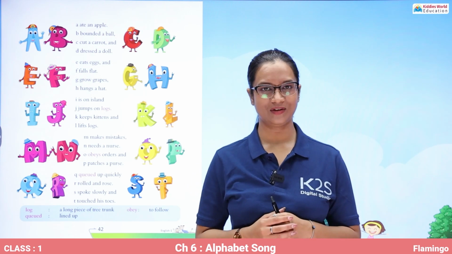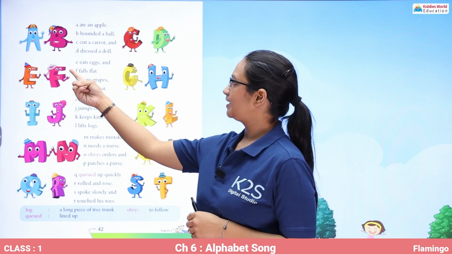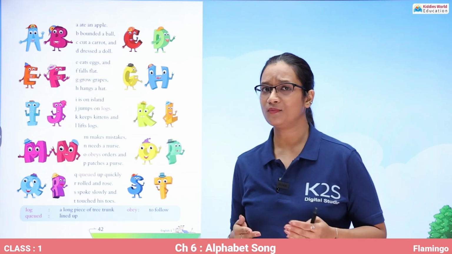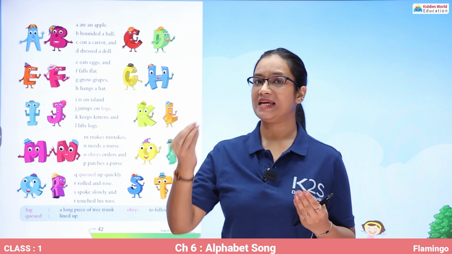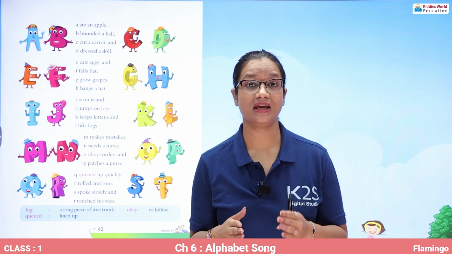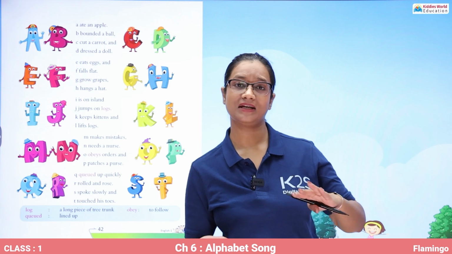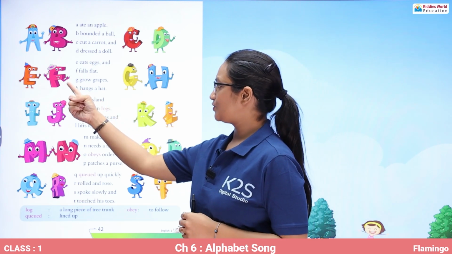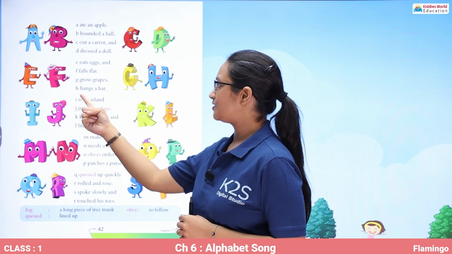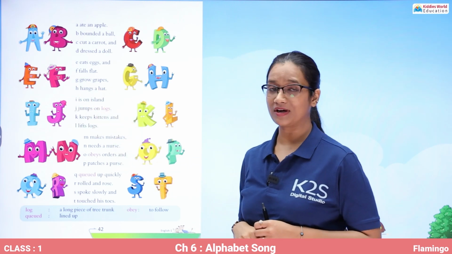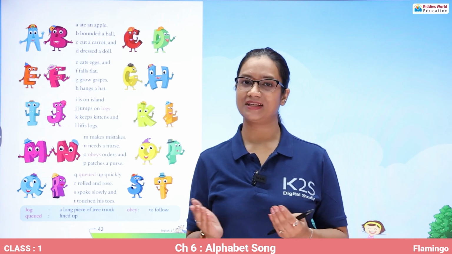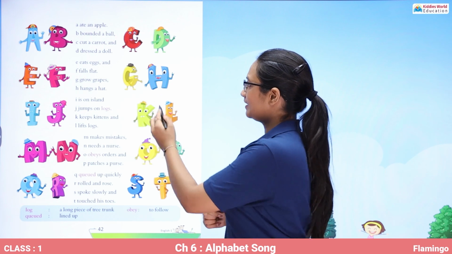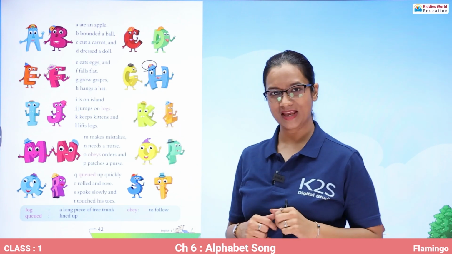D dressed the doll. And then E eats eggs and F falls flat. So what did E do? E eats the eggs and F falls flat. He just falls flat on the floor. So G grows grapes and H hangs a hat. So what is G doing? G is growing the grapes and H is also hanging the hat on its head.